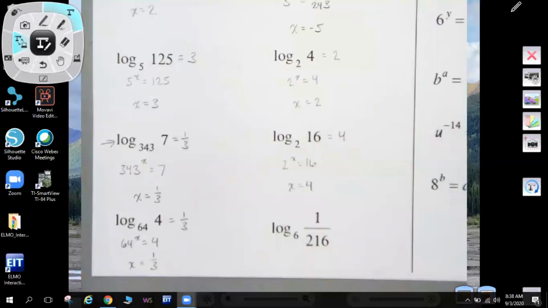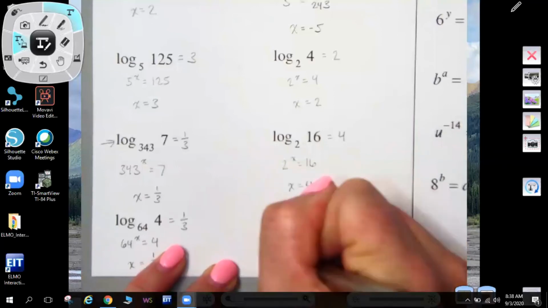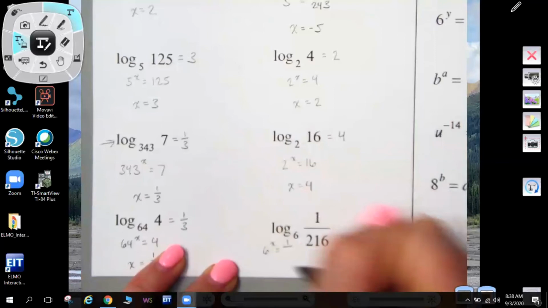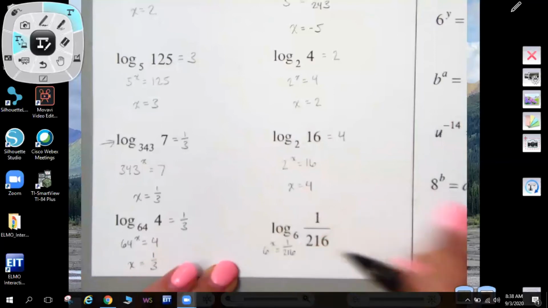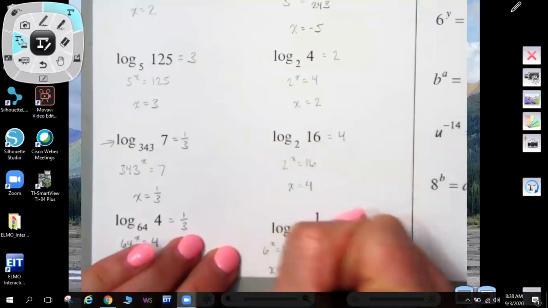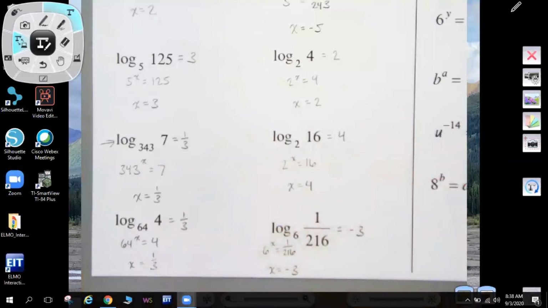Okay, log base 6 of 1/216 is asking 6 to what power equals 1/216? -3. Good. So the value of this logarithm is -3. Any questions on this section?